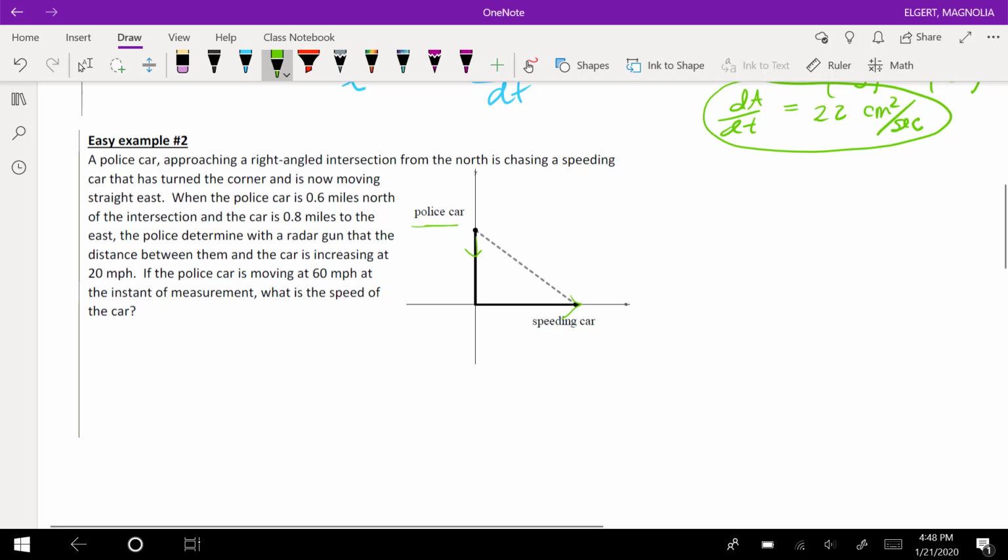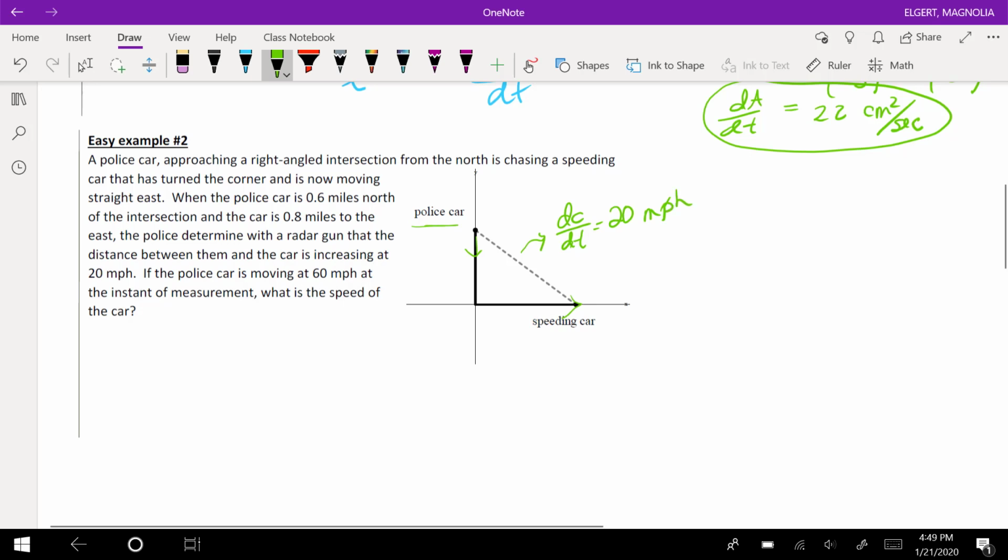When the police car is 0.6 miles north of the intersection and the car is 0.8 miles to the east, the police determine with a radar gun that the distance between them and the car is increasing at 20 miles per hour. I had to read that a couple times when I first did this. So they're talking about the distance between them and the car. They're actually talking about the hypotenuse distance. So they're talking about this. I called it c. So the rate of change of c is 20 miles per hour.